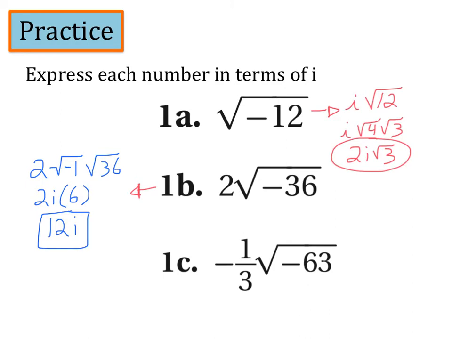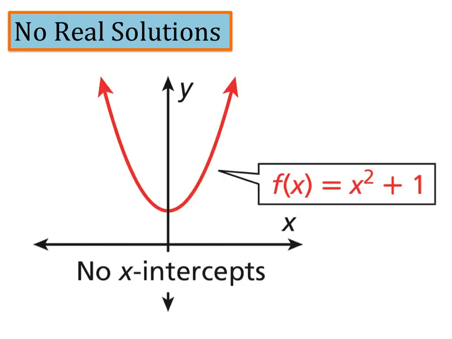And this is some more examples of how we can use i to help us find the square roots of negative numbers. Usually when we're solving for a quadratic, we're looking for the x-intercepts. The x-intercepts are our solutions. So we can see that some parabolas don't cross the x-axis, so therefore there's no real solutions. So oftentimes we're going to have to find the solutions using imaginary numbers.